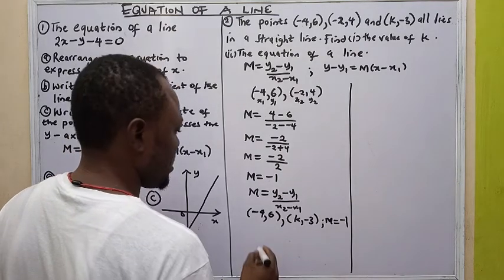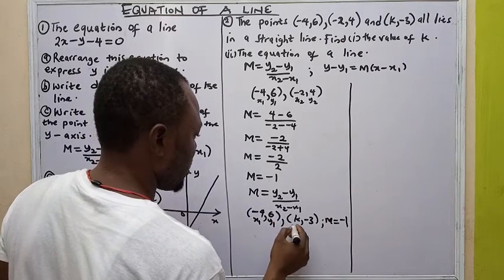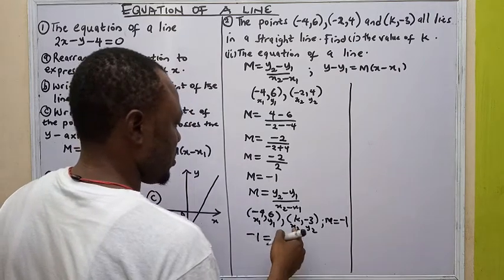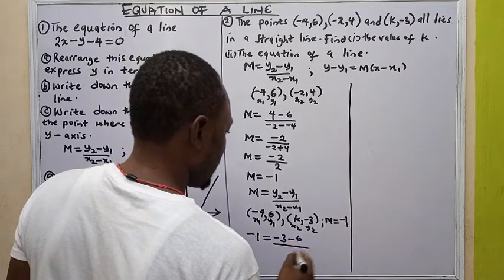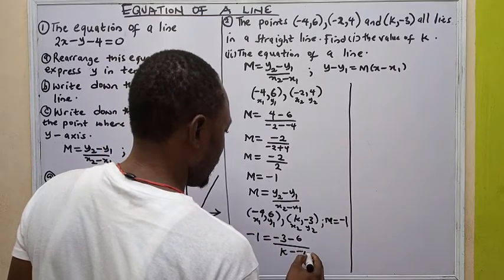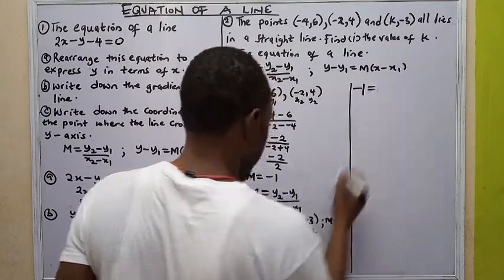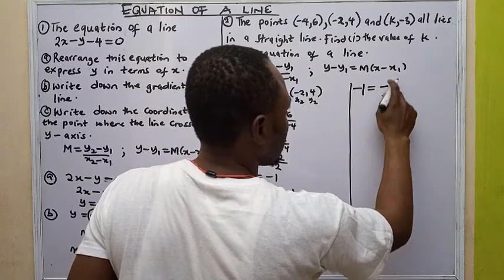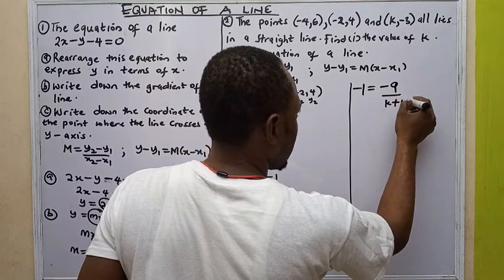So I can now say that m, I'm going to plug in the value. So this will be my x1, y1, x2, y2. So my gradient will be minus 1 equal y2 is minus 3 minus y1 is 6 over x2 is k minus x1 is minus 4. So this is, I'm going to continue here, minus 1 equal minus 3 minus 6 will give me minus 9 over k minus minus is plus, so I have k plus 4.